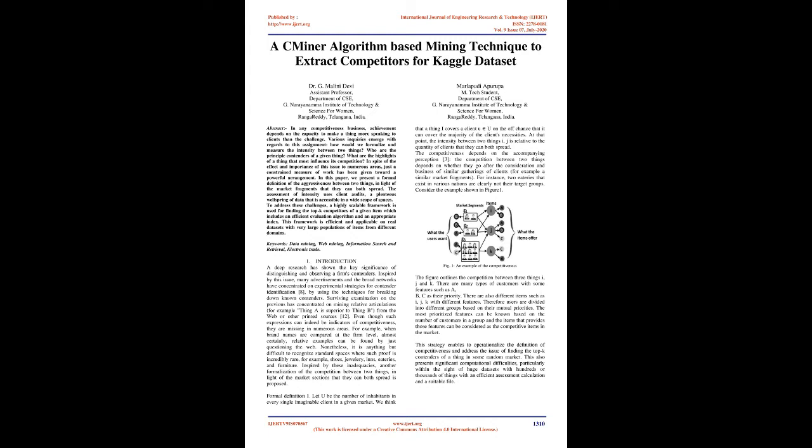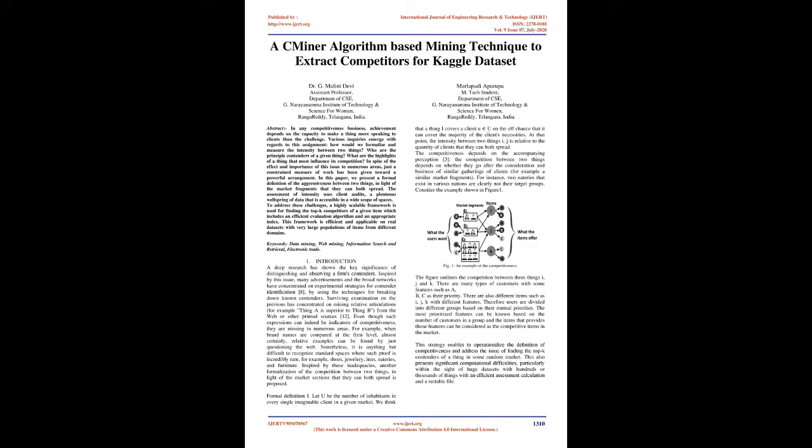In this paper, we present a formal definition of the competitiveness between two things, based on the market segments that they can both cover. The assessment of competitiveness uses customer reviews, an abundant source of information that is available in a wide range of domains. To address these challenges, a highly scalable framework is used for finding the top K competitors of a given item, which includes an efficient evaluation algorithm and an appropriate index. This framework is efficient and applicable on real datasets with very large populations of items from different domains. Keywords: data mining, web mining, information search and retrieval, electronic trade.